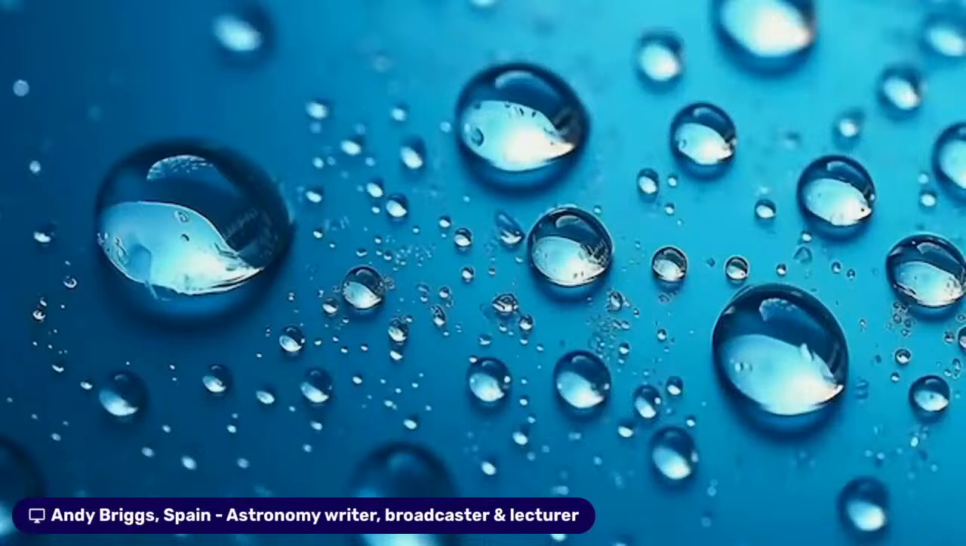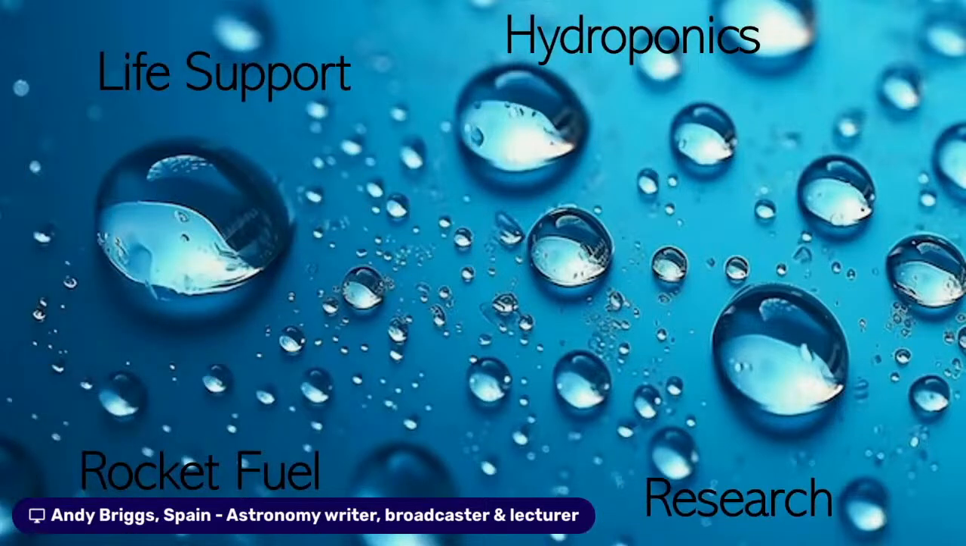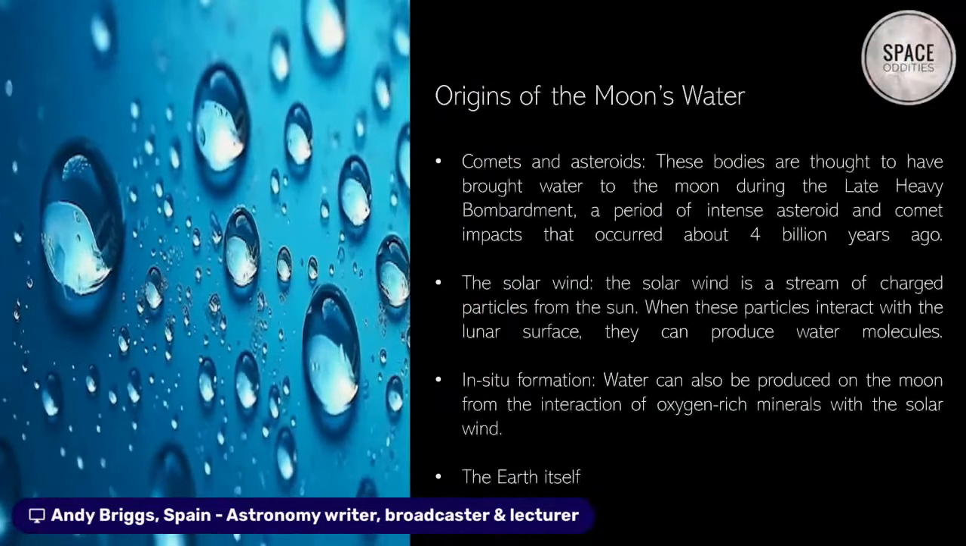Now, if you can get at that water, well, what does it do for you? What would you use it for? Well, astronauts would use it for all sorts of things, but they would use it obviously to survive, for life support. They would use it for hydroponics, to grow plants on the moon. And they would use it for rocket fuel, because you can split the water into oxygen and hydrogen and make rocket fuel out of it. And of course, they would use it for research, general research about the moon. But there would be other things, I'm sure, that people would think of as well. So it's very, very interesting.